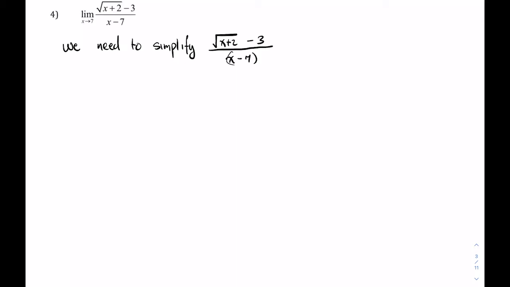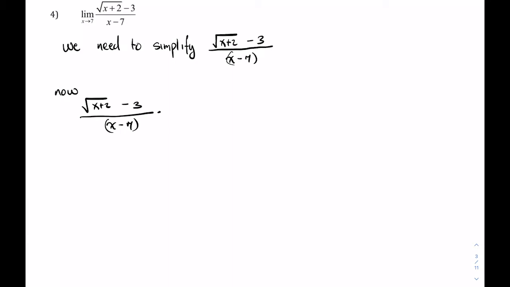Okay, so now we have the square root of x plus 2 minus 3 divided by x minus 7. And what I want to do is to take my conjugate of my numerator. Okay, yes, that's right. I want to take the conjugate of my numerator. And I want to multiply my numerator by its conjugate and multiply the denominator by the conjugate as well. And this is a generalized technique that we use to simplify surds.